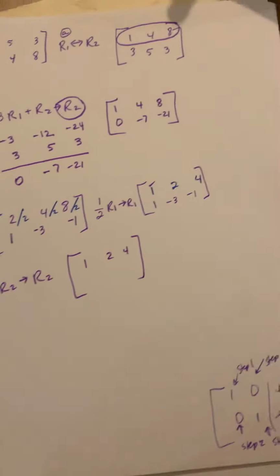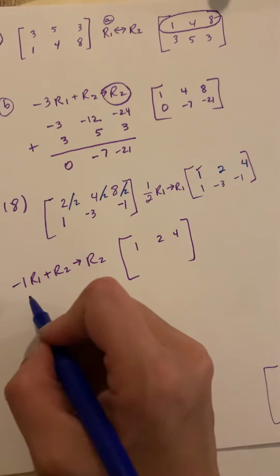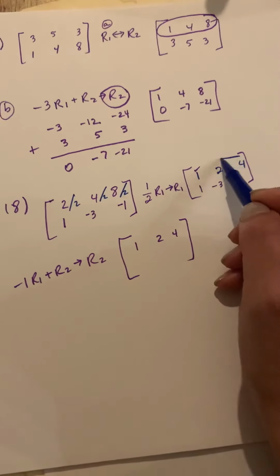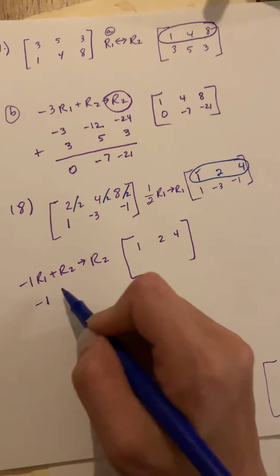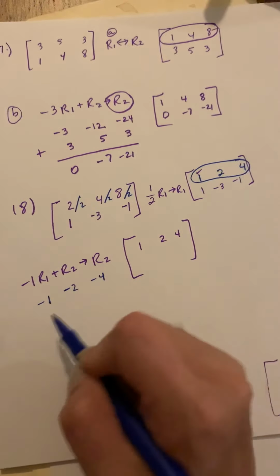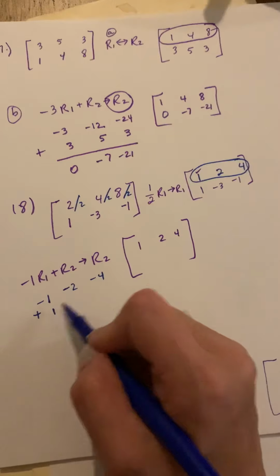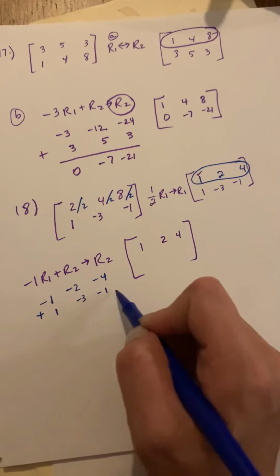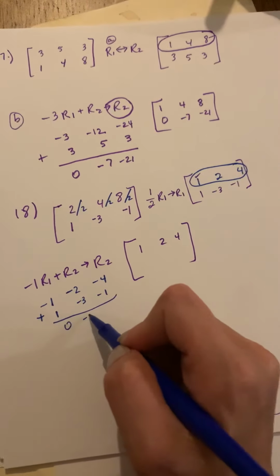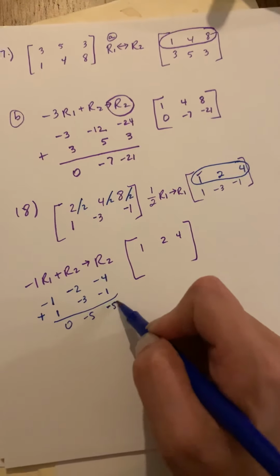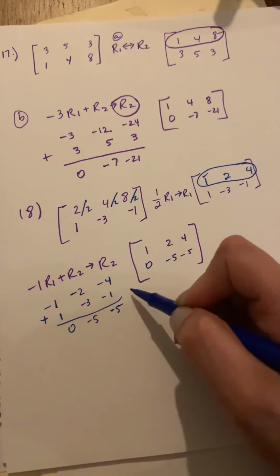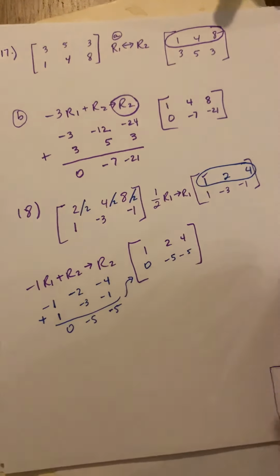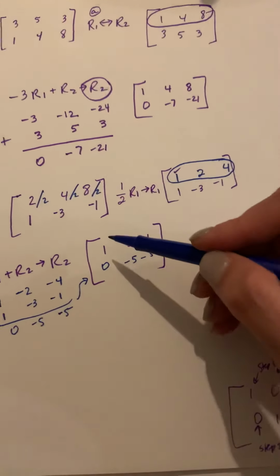And again, it seems like it helps y'all to do the work. So -1 times this whole top row would give me -1, -2, -4. We're going to add that to row 2. 1, -3, -1 would give me 0, -5, -5. So then that becomes 0, -5, -5. You just put that into your row 2. So I have step 1, step 2.